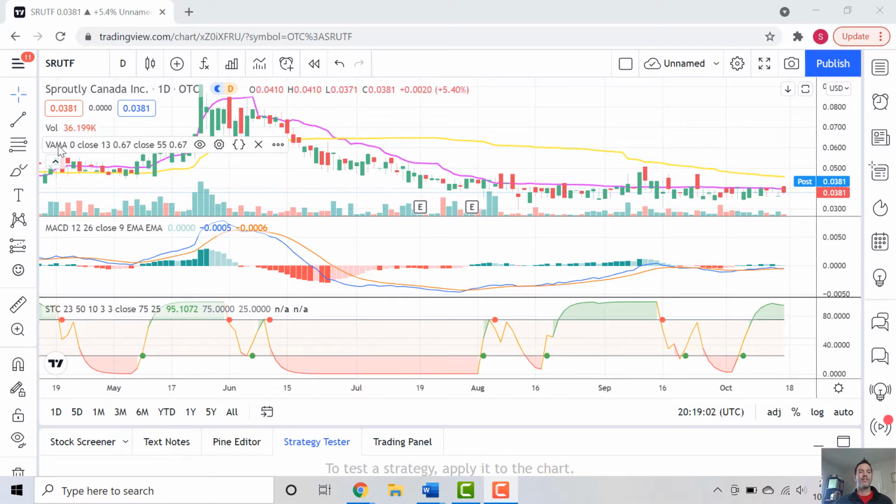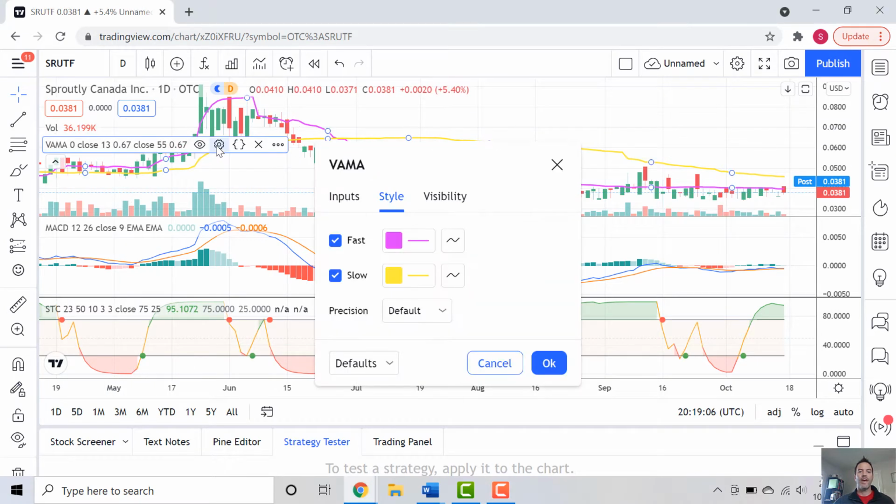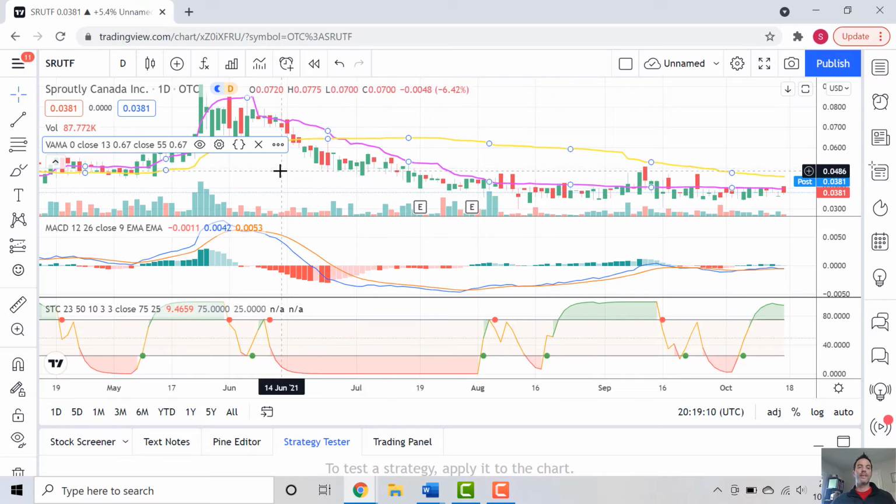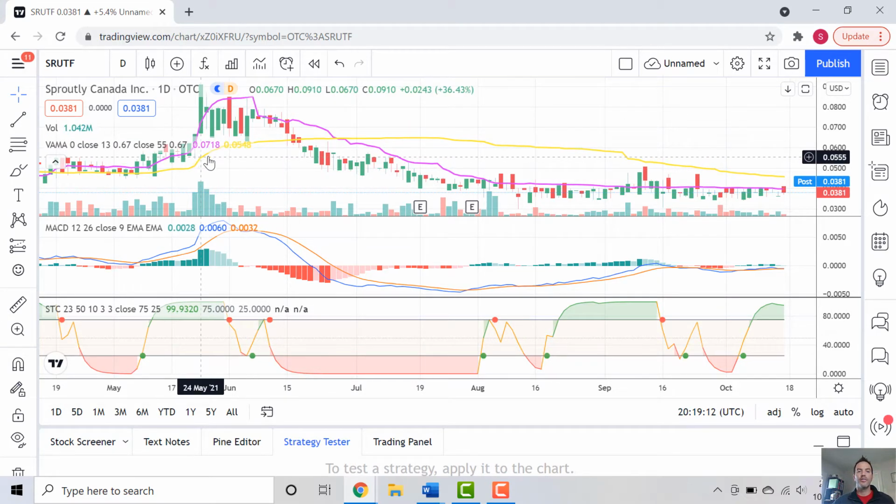We're looking at the VAMA, volume adjusted moving averages here, just to remind you. The fast is the purple and the slow period is the yellow line here. You can see we did have a cross below of the fast moving below the slow moving. That happened at the end of June, and you can see the price was about 5 cents there. Since then we've gone down, so that would have been our sell signal, and the price has indeed bottomed out since then.